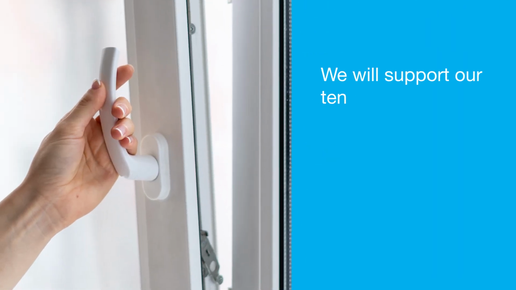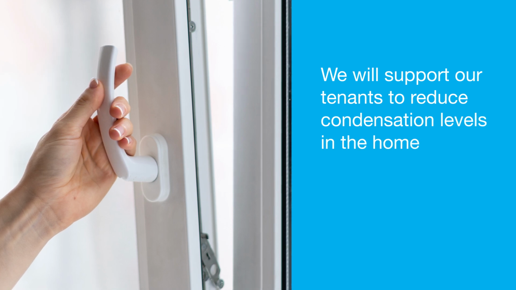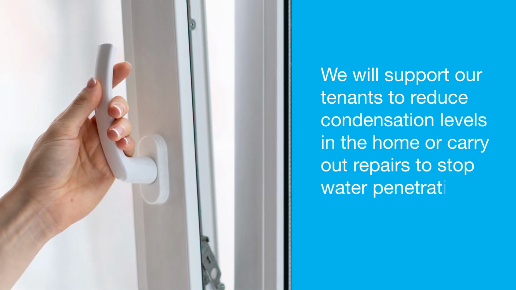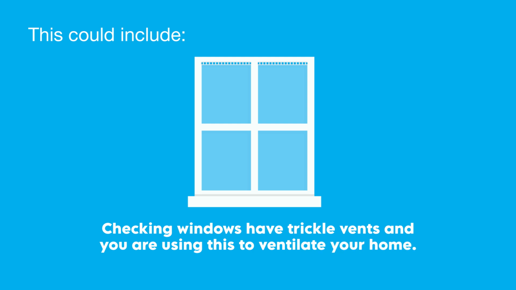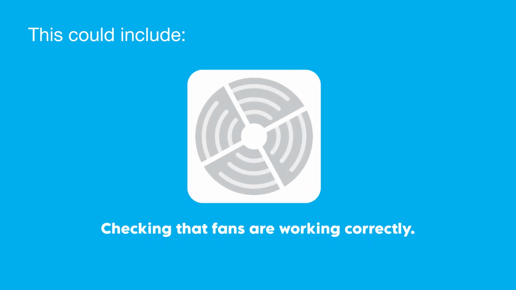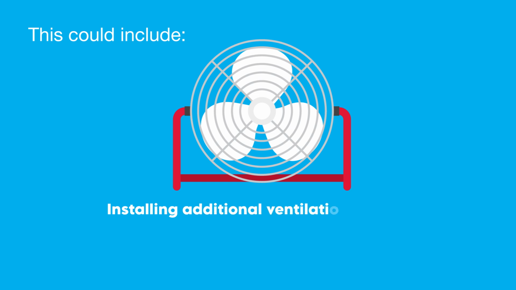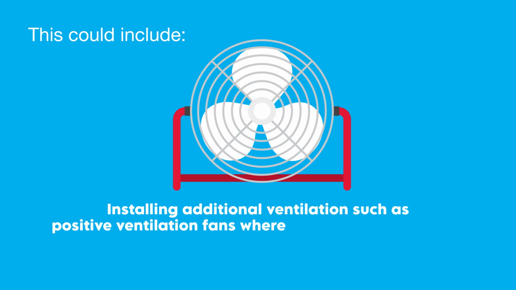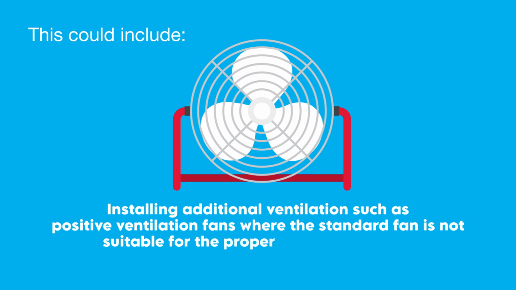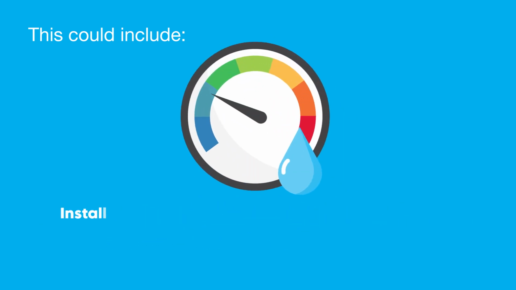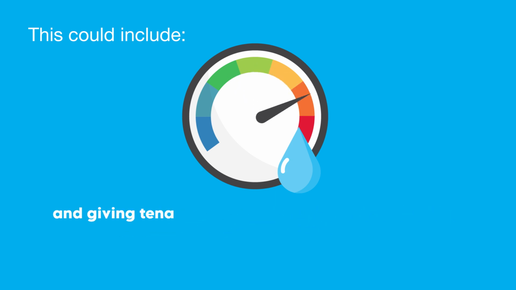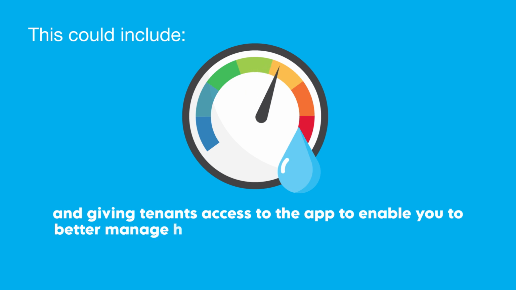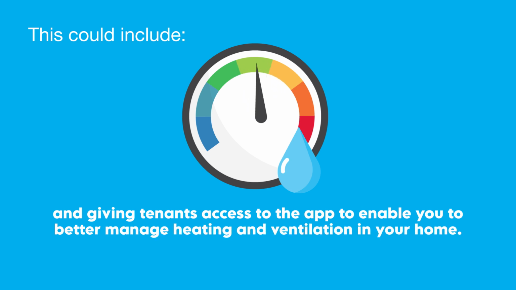We will support our tenants to reduce condensation levels in the home or carry out repairs to stop water penetration or damp issues. This could include checking windows have trickle vents and you're using this to ventilate your home, checking that fans are working correctly, installing additional ventilation such as positive ventilation fans where the standard fan is not suitable for the property and household, installing environmental sensors to monitor heating and humidity levels in the property and giving tenants access to the app to enable you to better manage heating and ventilation in your home.